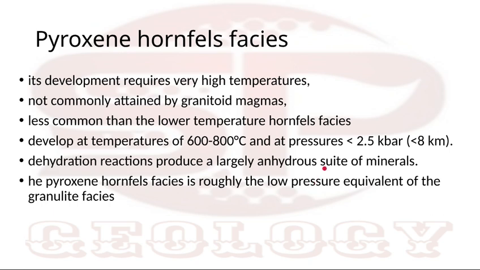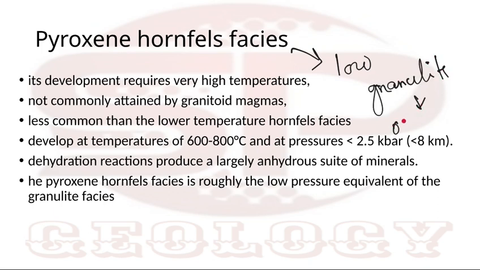Next is your pyroxene hornfels. It will be the low pressure equivalent of granulite facies, because granulite facies contains OPX plus CPX plus plagioclase. So these things are included in granulite facies. The pyroxene hornfels is the low pressure equivalent of granulite facies. Its temperature is like 600 to 800 degrees Celsius. Pressure is less than 2.5 kb.